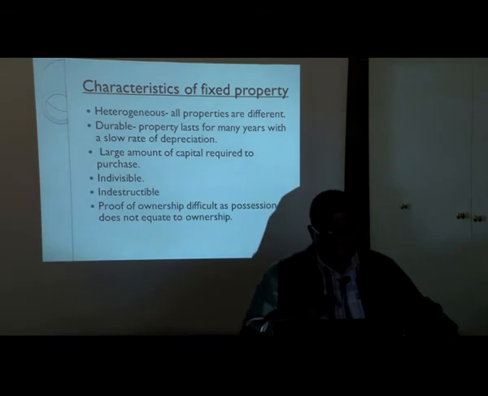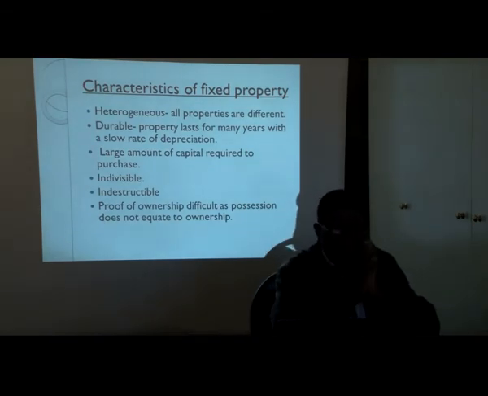I like this, personally I like this topic very much, characteristics of fixed property. We need, as real estate students also, to think widely and say, what is so special about real property which makes it different from other types of property? Because real property is indeed different from other types of property. So real property itself has got very, very unique characteristics.